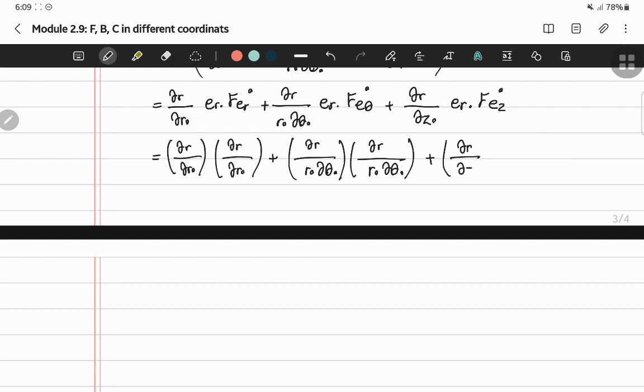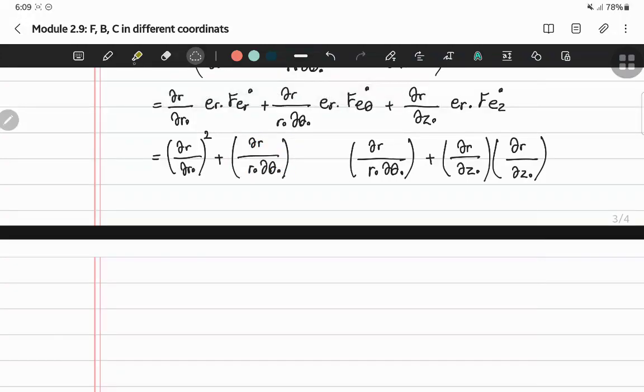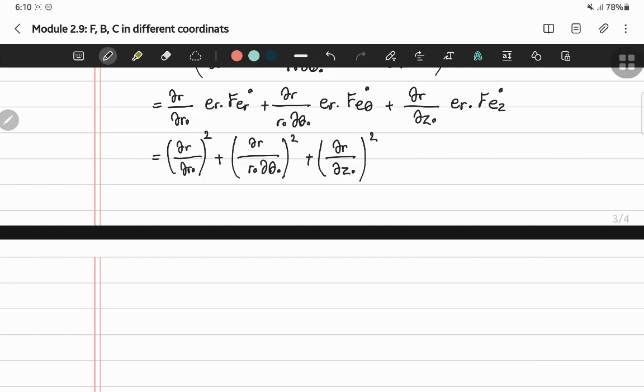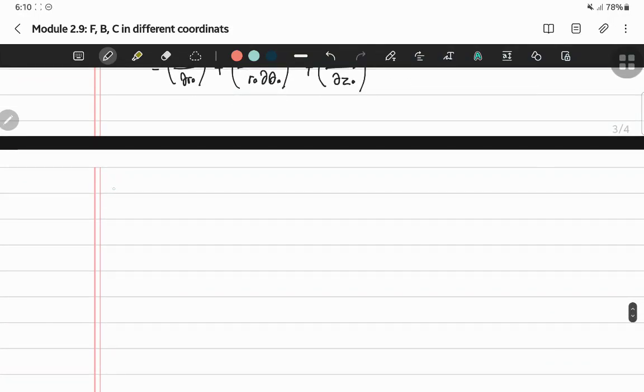Then R with respect to Z0, then this one is again this. So if I summarize this, this becomes squared plus, if I take this here, it becomes squared plus, if I take this here, squared. So for example, let's solve and find for BZ theta.